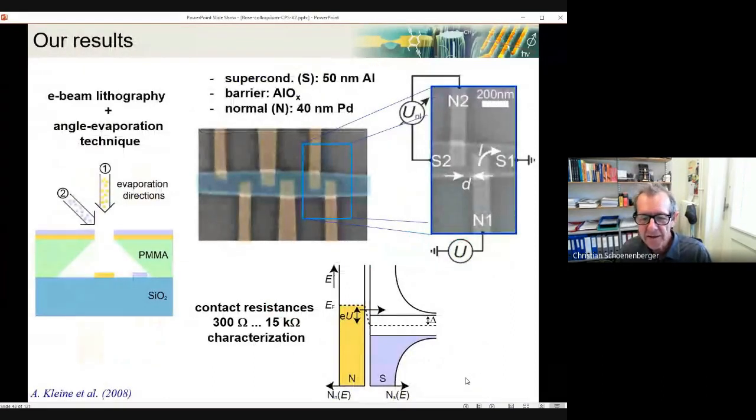We built, in the PhD work of Andreas Klein, similar devices. It's an aluminum strip, and there are normal metal palladium contacts with some aluminum oxidized as a tunnel barrier. So you have these different contacts of different widths. You can measure the distance dependence of the non-local signal. And we were doing exactly this experiment. We biased, say, contact 1 to the superconductor and measured the voltage non-locally on the other contact.